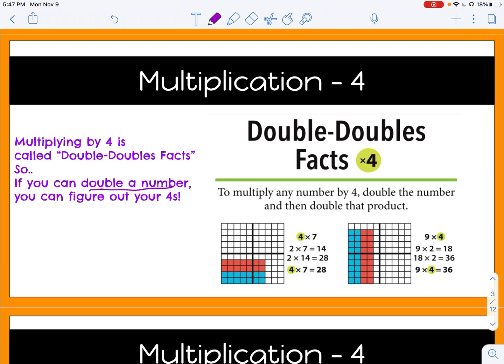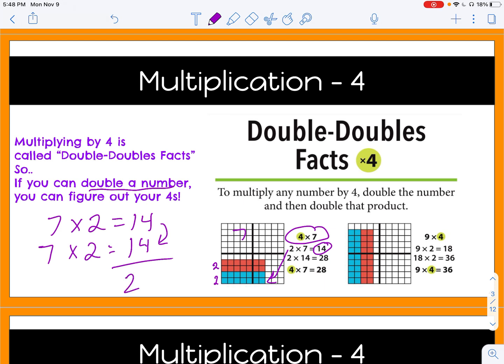So if you look here, 4 times 7. If I have 4 over here and I have 7 up here, it is the same as thinking 2 and 2. And so I have 2 times 7, which is here. And then I'm going to double my 14 and get to 28, because I'm seeing here that 7 times 2 is 14, and 7 times another group of 2 is 14. So I am doubling these to get to 28.